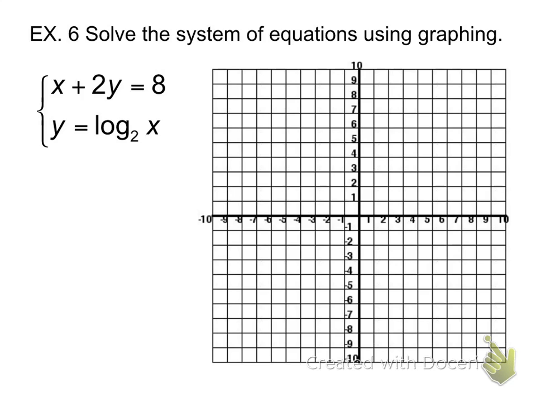Okay, number 6, same thing. We have to get y by itself first before we can graph these. So for the first equation, I need to subtract x and divide everything by 2. So that's going to give me y equals negative x over 2 plus 4.